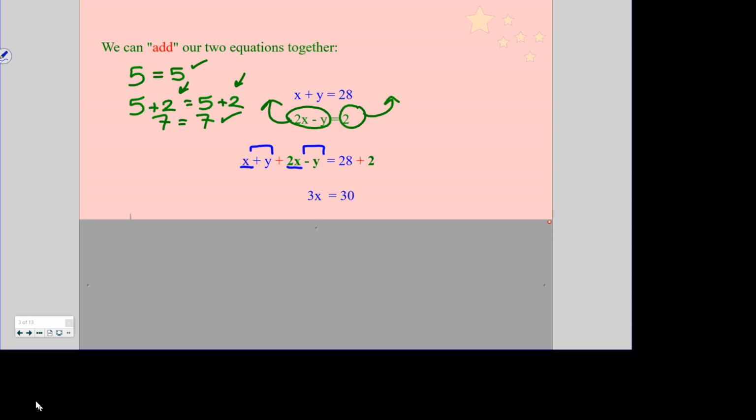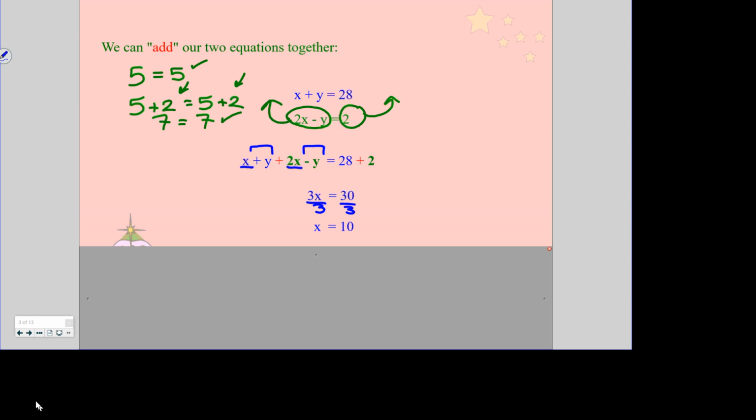So from here to solve for x, I would just divide both sides by 3, giving us x's value to be 10. The beauty of this is once we have x's value to be 10, we can use that 10 back in either of the original equations. So if I'm using x plus y, oh, my board is not letting me write cleanly, equals 28.